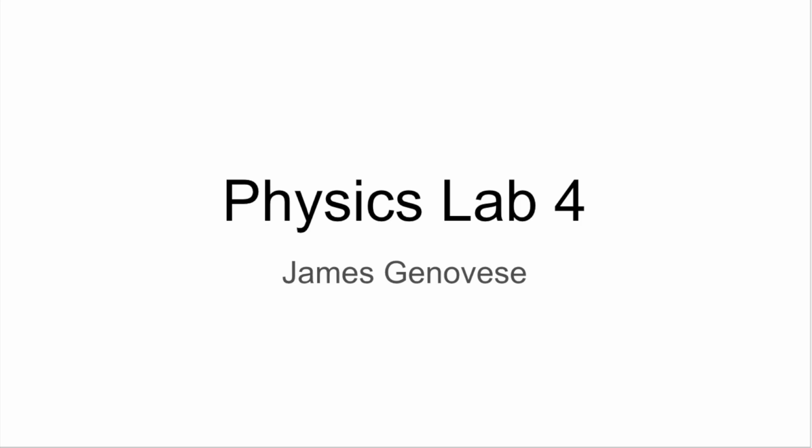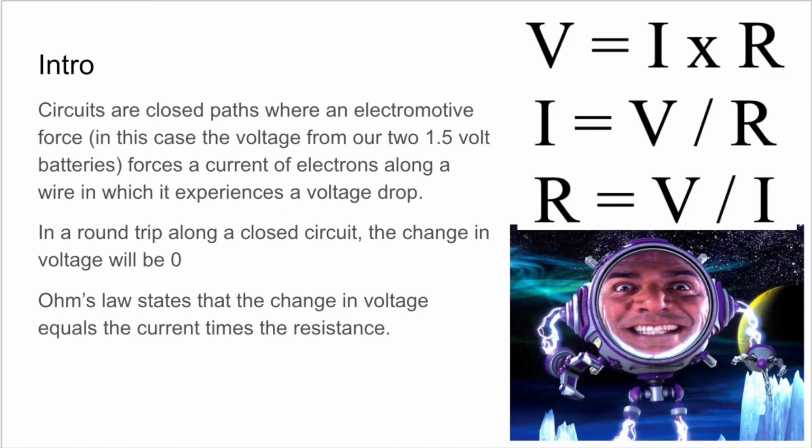Hello class, today I'll be going over my video for the Physics Lab 4, which is circuits. As an introduction, circuits are closed paths where an electromotive force, in this case the voltage from our two 1.5 volt batteries, forces a current of electrons along a wire in which it experiences a voltage drop. In a round trip along a closed circuit, the change in voltage will be zero.